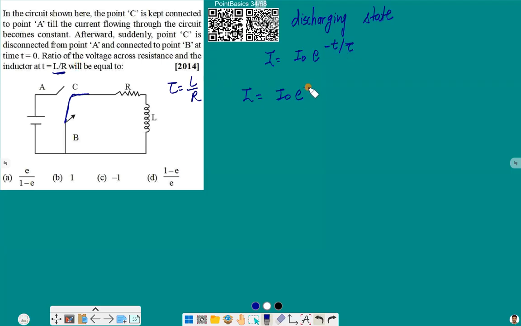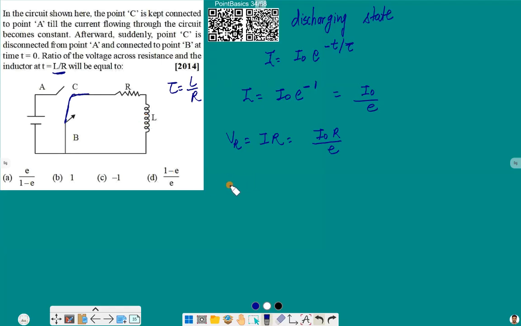So the current flowing in the circuit is I node into e raised to power minus 1, or I node by e. So the voltage drop across the resistance will be I times R, which is I node times R divided by e. Now coming to the inductor part.